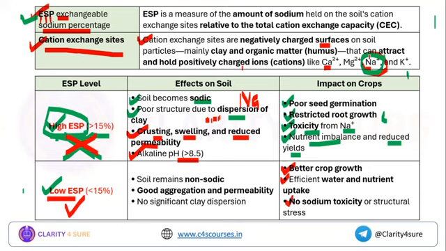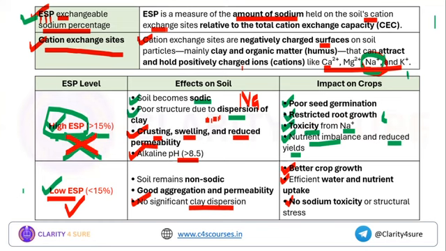There will be a balance of all these cations on the cation exchange site, and there will be no significant clay dispersion. Okay, so yes, this is what the ESP is. It is the amount of sodium held on the soil's cation exchange site.